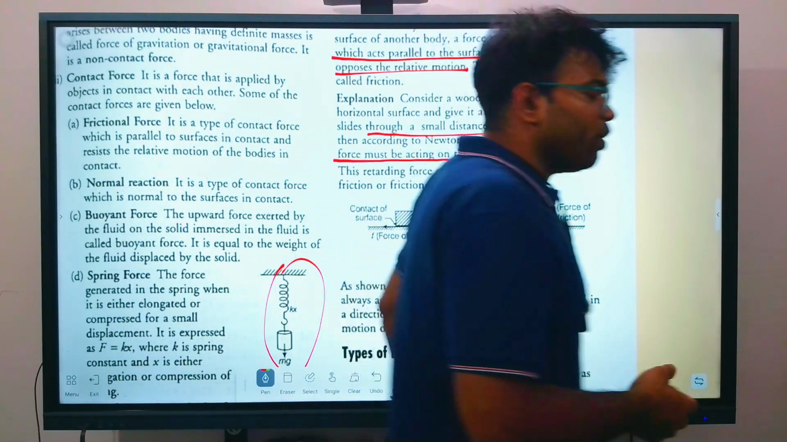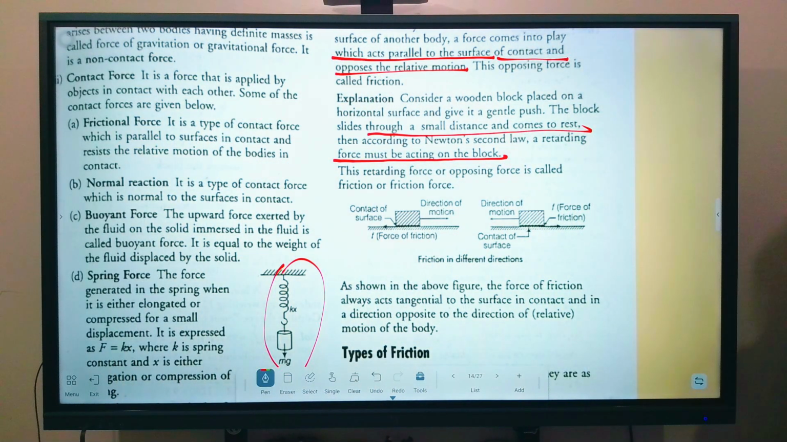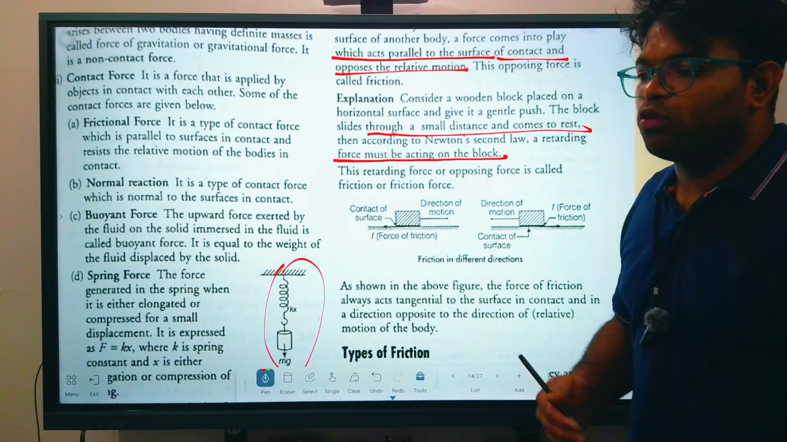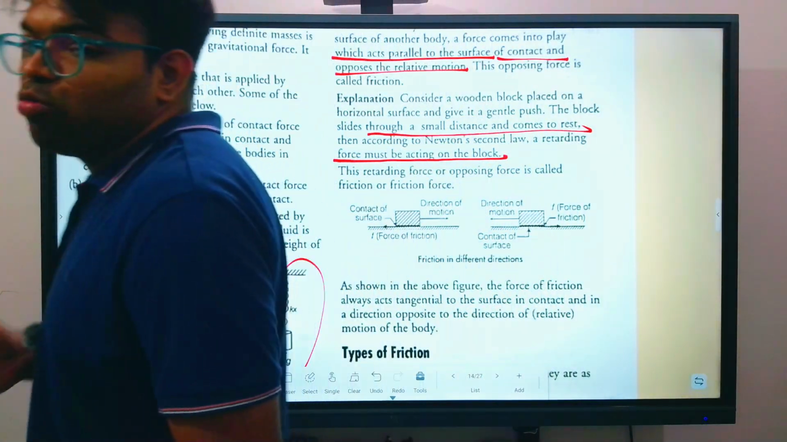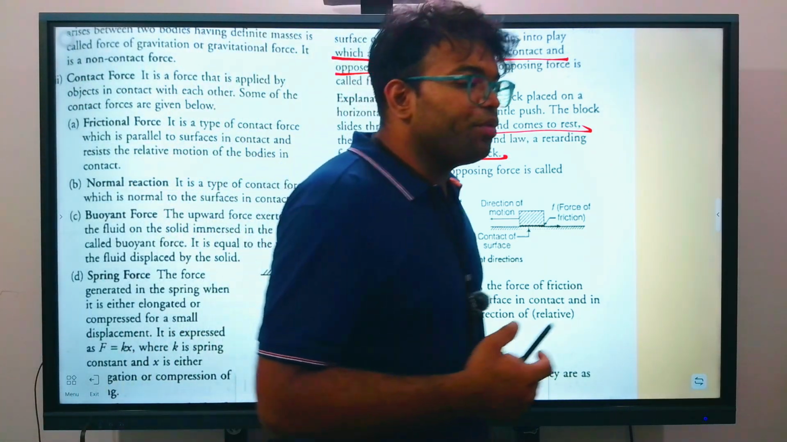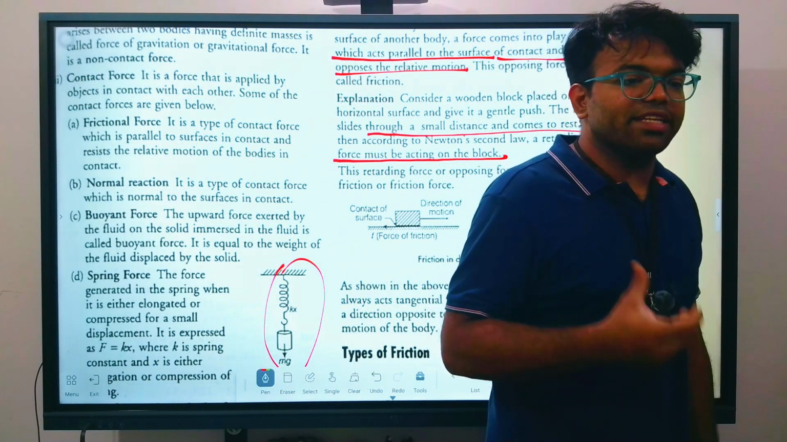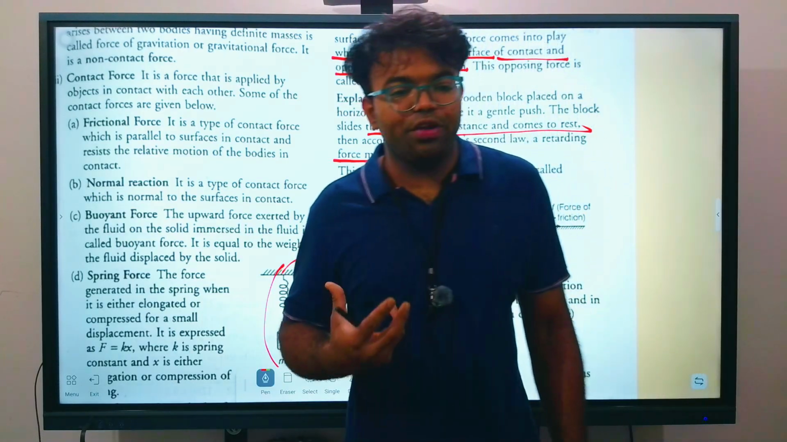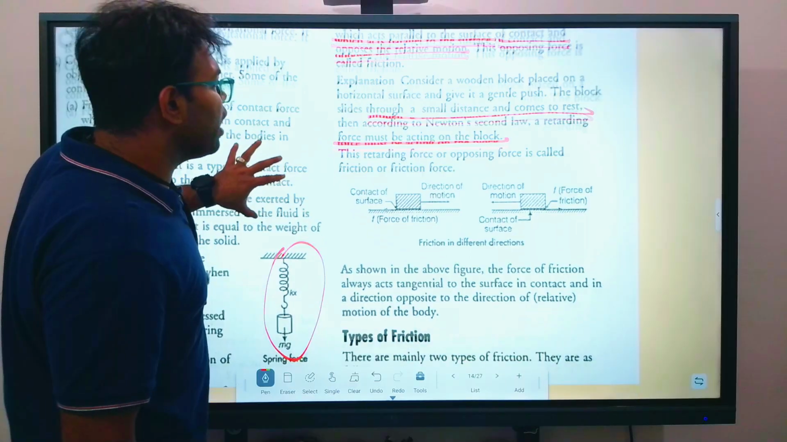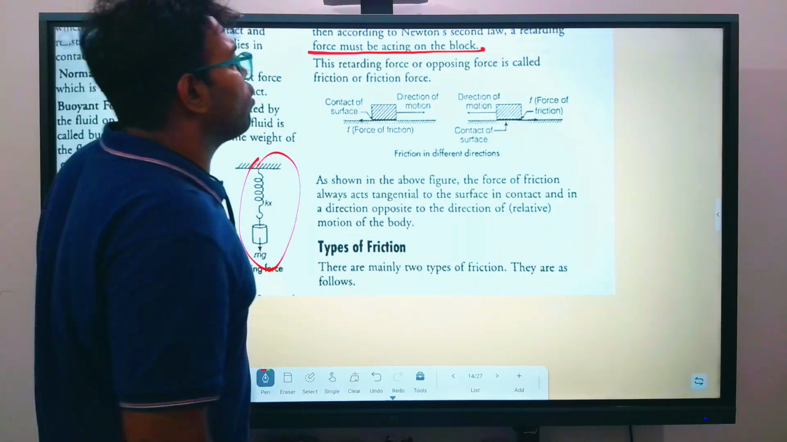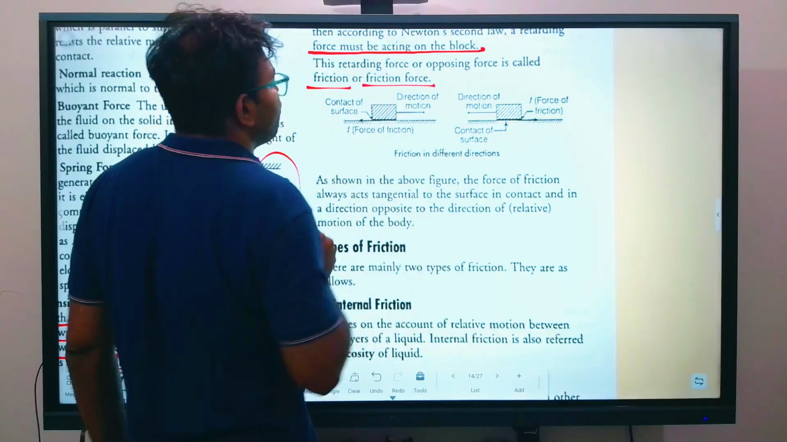When we applied a force onto the object, if there were no frictional force, then the object would continue to move forever. But the object eventually stops its movement. This is due to the frictional force. The retarding force or the opposing force is called the friction or frictional force.